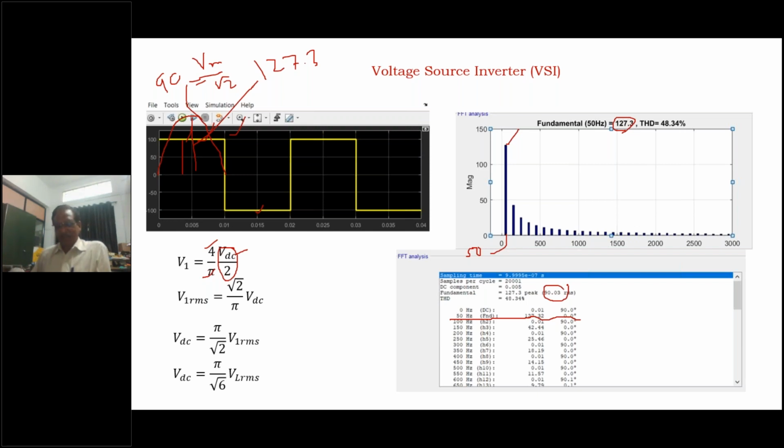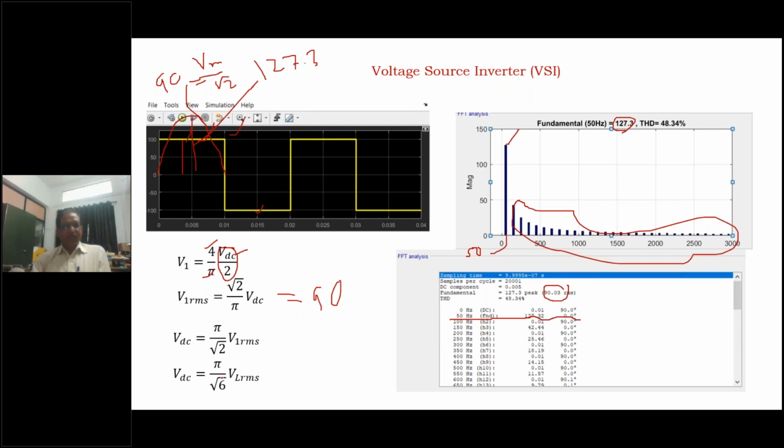What about the remaining? The remaining is nothing but harmonics, and this is only a distortion to the system. We are not interested in it, we don't want it. So anyhow we want to reduce these harmonics. In this case, the total voltage comes to 90 volt.